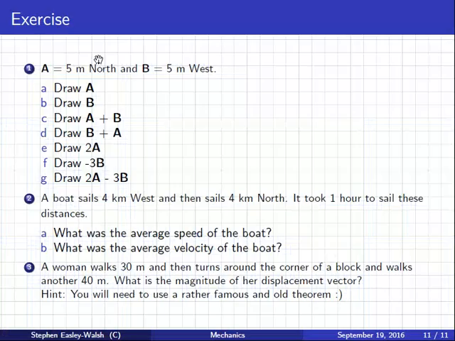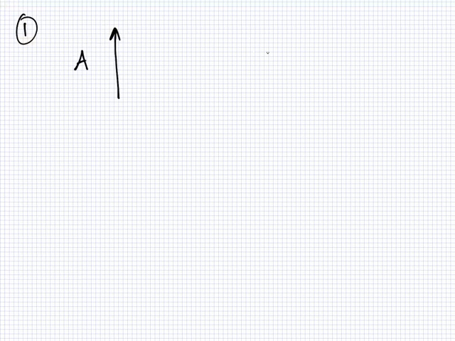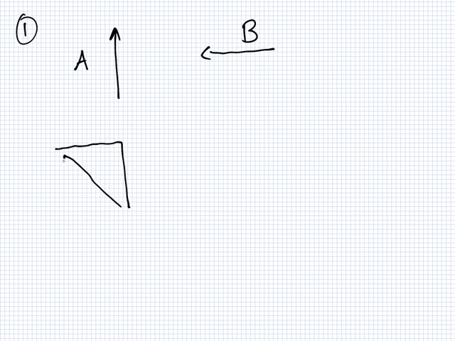And then what's B? West. So that's going to be B. That's fine. What do I ask for next? Draw A plus B. So there's A, there's B, and here is A plus B. Fair enough?